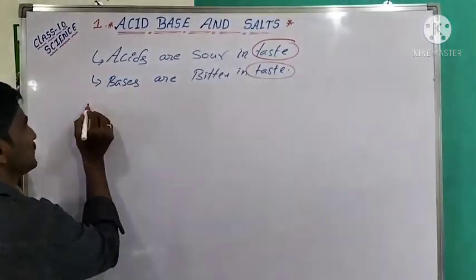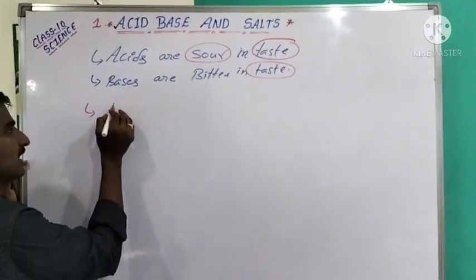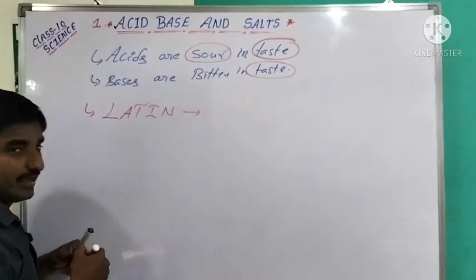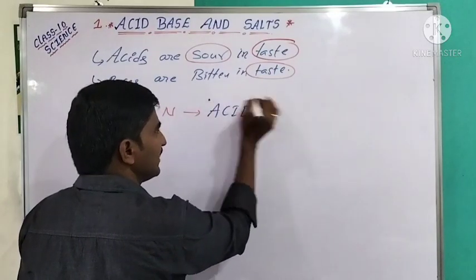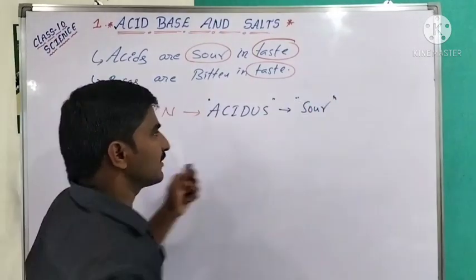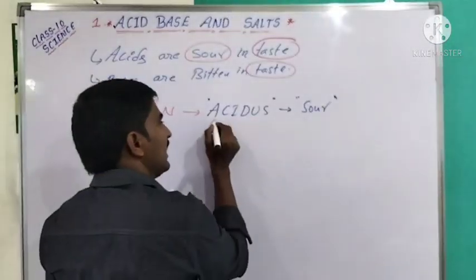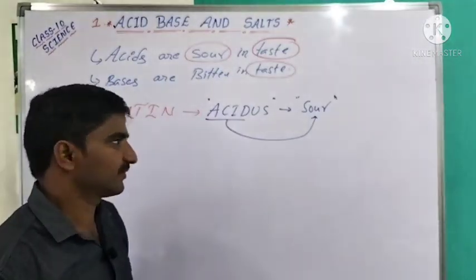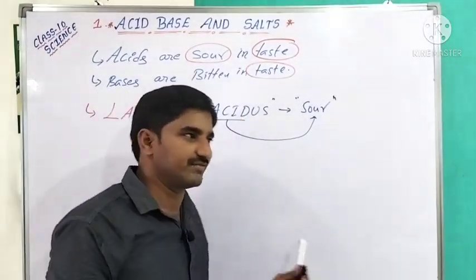Okay, right. So how can you find that a sour taste substance is called acid? In the Latin language, the term acidus is there. Acidus in Latin language means sour. So that is the reason the substance which is sour in taste is known as acid. Finally, the sour substance is called acids, clarification is given.